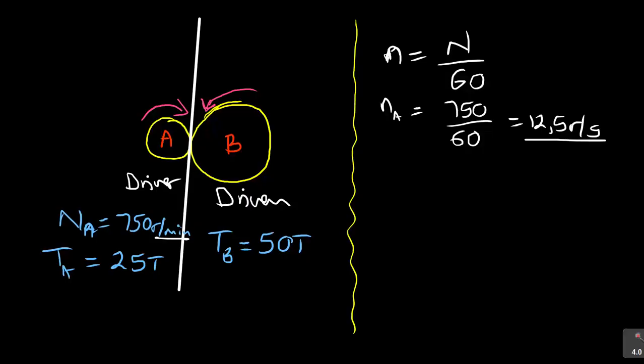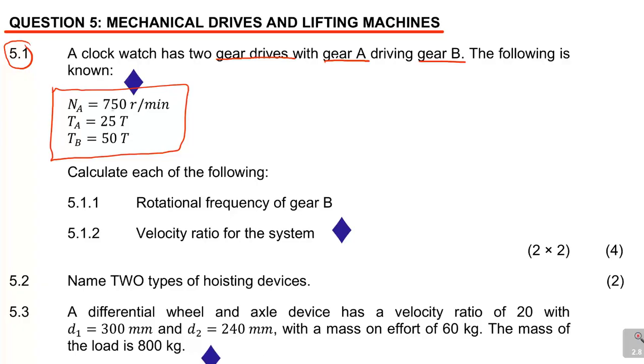But before I go ahead of myself, let's look at the questions. It says calculate, number 1, we need to calculate each of the following. 5.1.1, the rotational frequency of gear B. So what do they mean there when they say rotational frequency? They are talking about NB there. Remember, NA is the rotational frequency of gear A, so we need to find NB.